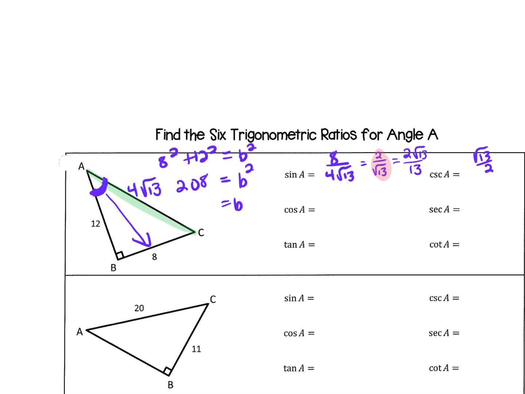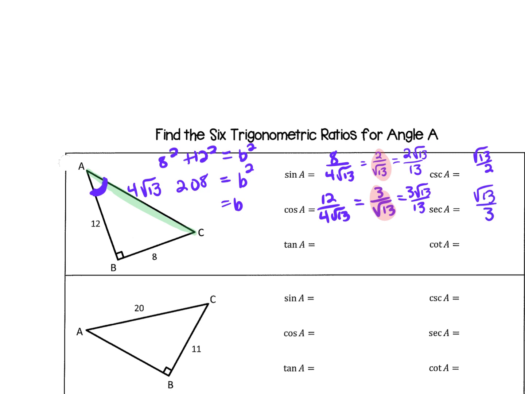All right, what about the cosine of A? Who's got that one? CJ, can you help me with that one? Yeah, it's the adjacent over the hypotenuse. Adjacent over hypotenuse, so what's that going to be? 12 over 4 root 13. That simplifies also, and so we get 3 root 13 over 13. Let's flip this. So root 13 over 3.